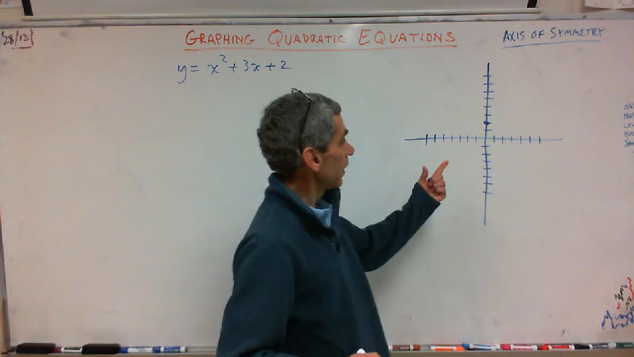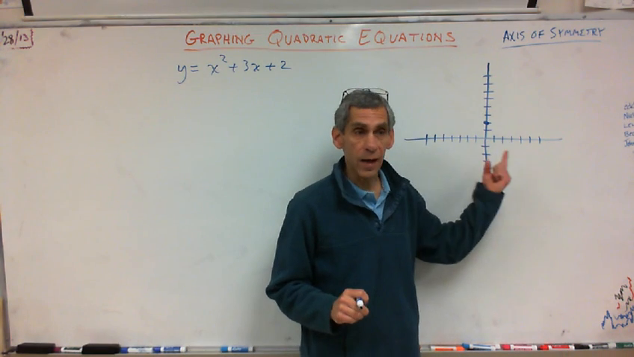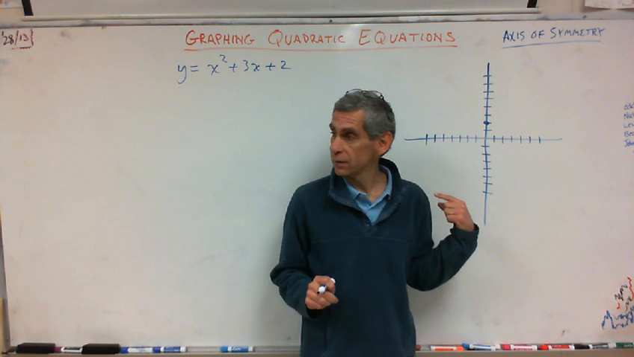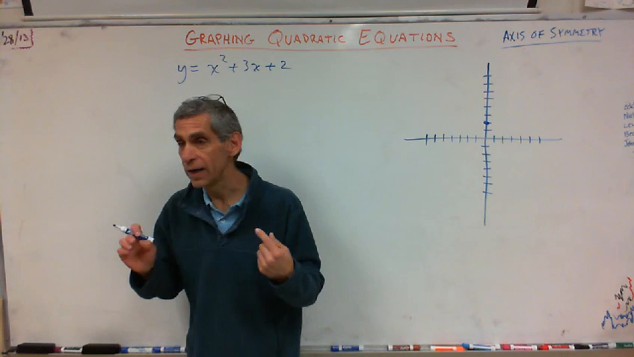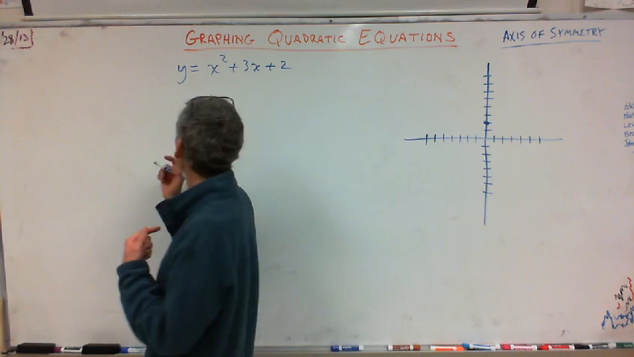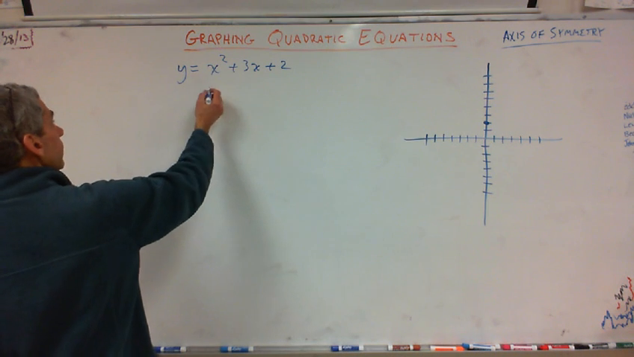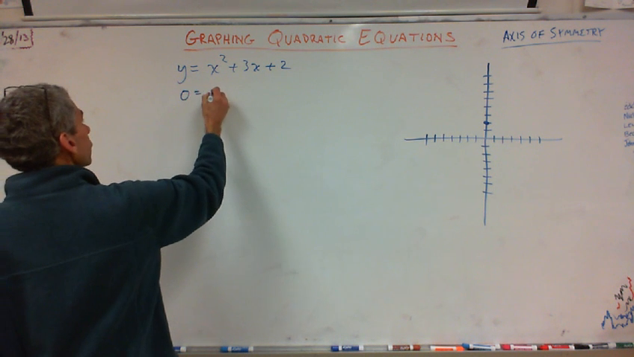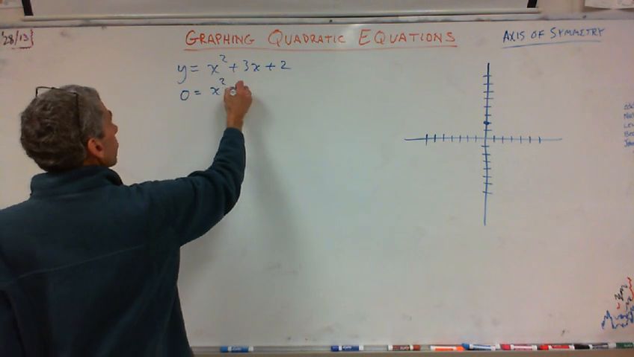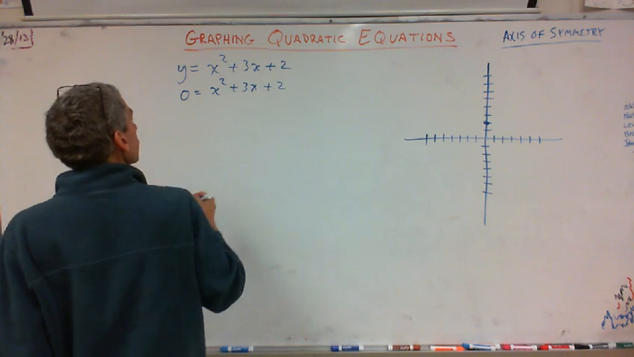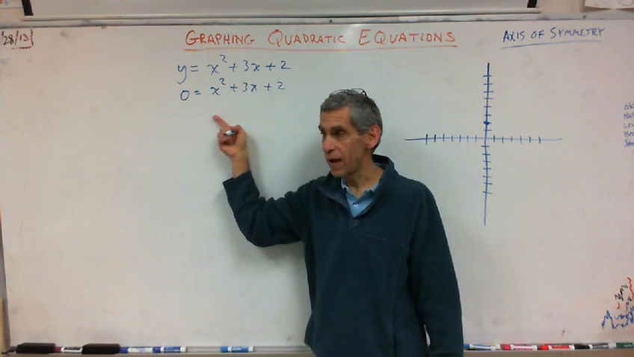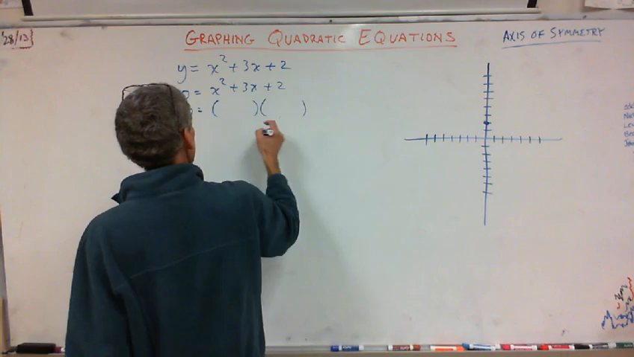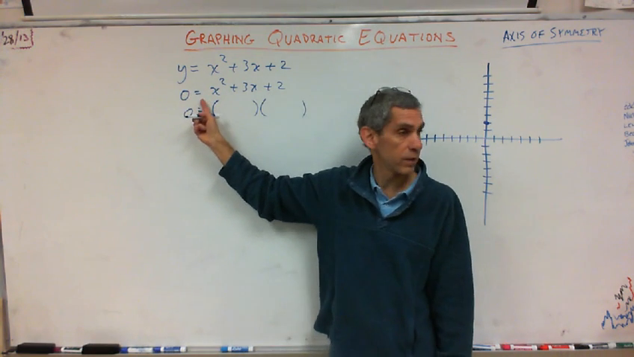I'd like to find where my parabola crosses the x-axis. How would I do that? That would be finding the zeros, right? Finding the zero meaning making y equal to 0. 0 is equal to x squared plus 3x plus 2. So I would factor this. How would I factor it? 0 is equal to parenthesis, parenthesis, because it has a hidden 1 in front of the x squared.